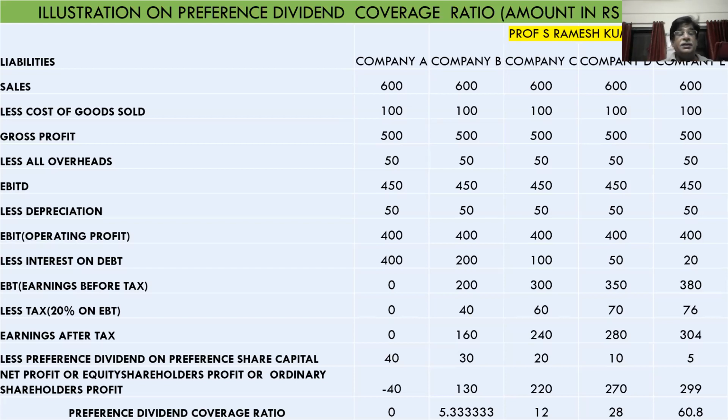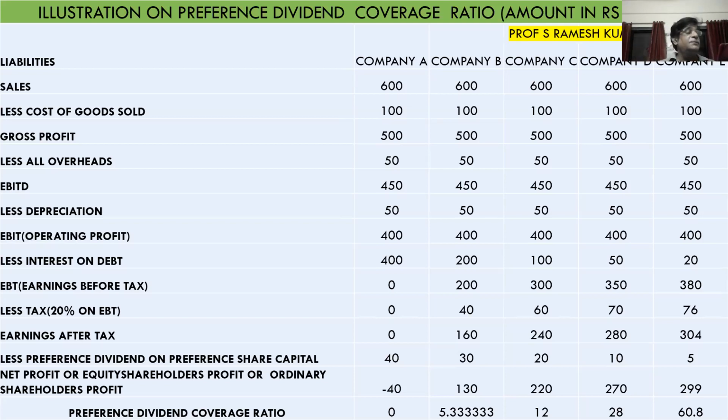Now let's come to the second company, B. If you look at the earnings after tax, it is 160 crores. How much preference dividend do they have to pay? 30 crores. So they have earned 160 crores. Can they pay 30 crores? Yes, I'm in a position to pay 30 crores, which is five times.